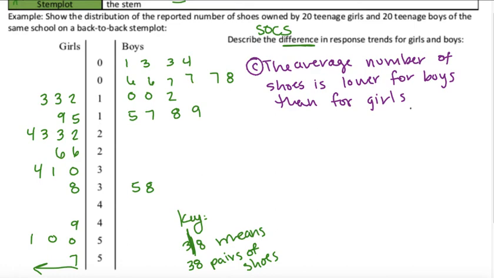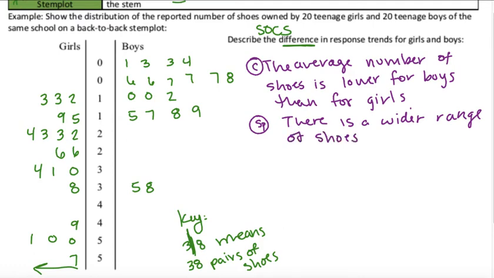Okay, if I continued, I could say there's a wider range of shoes for girls than boys. So these go from 1 to 50 and these go from 0 to 30. So this has like a 40 range and this has a 30. So maybe I could address the spread here by looking at that, and I could say there is a wider range, or there's more variation. That's another way to say wider range of shoes for girls than boys.